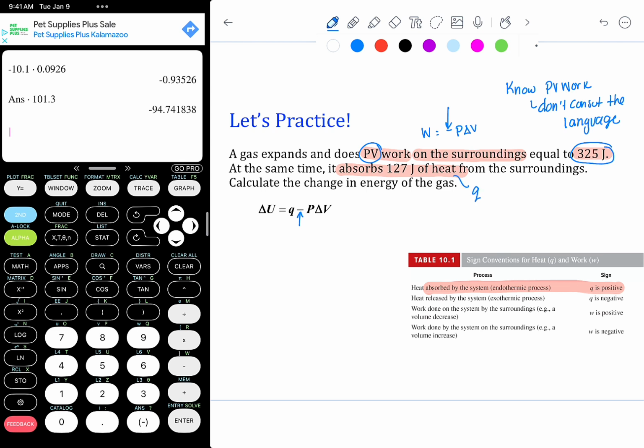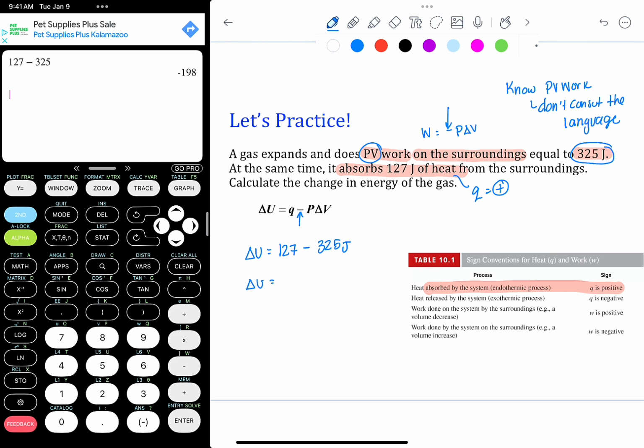Okay, so now we can just plug everything in. Delta U is equal to Q, 127, minus, because that minus sign in our equation already accounted for the signs, 325 joules. So we're just going to take 127 minus 325, and we get a delta U of negative 198.